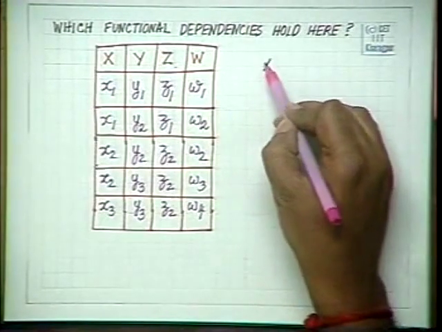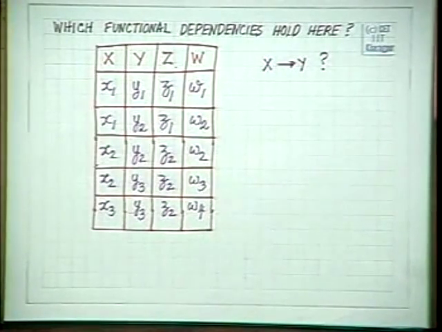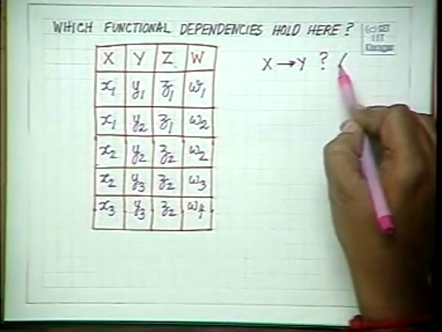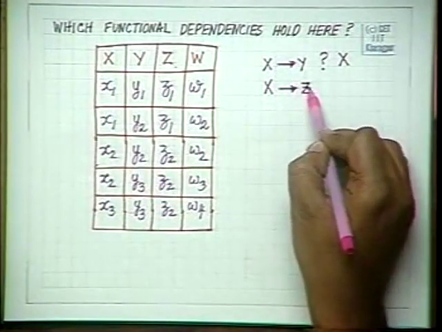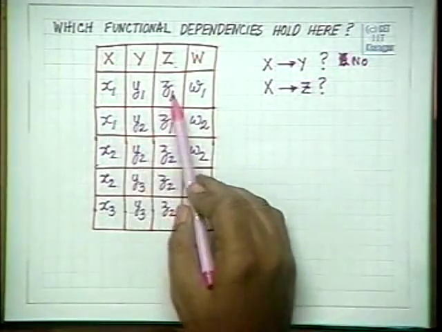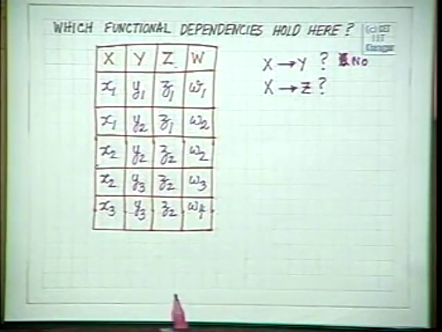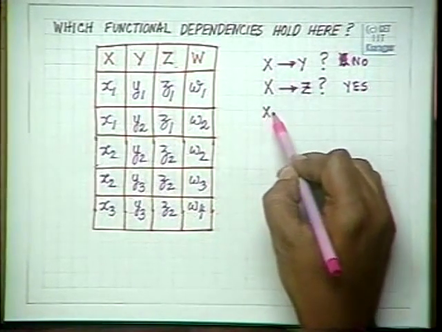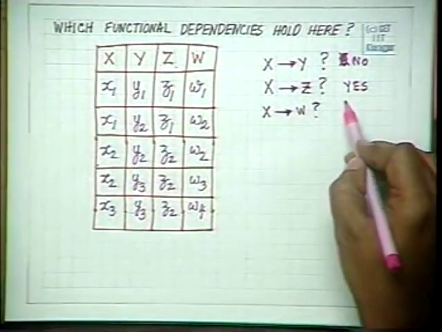Let us see them one by one. Does x to y hold? It does not hold, because when x is the same, y is not the same. So this does not hold. Does x to z hold? When these two are the same, these two are the same. When these two are the same, these two are the same. So that's fine. Whenever they are the same, it holds. Does x to w hold? When these two are the same, these two are not the same.